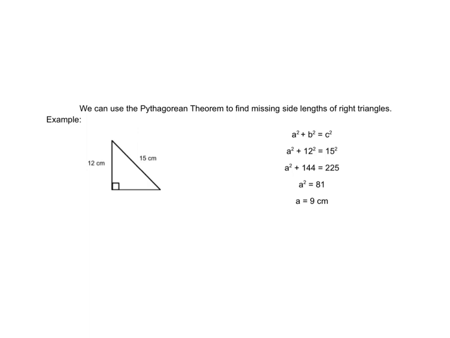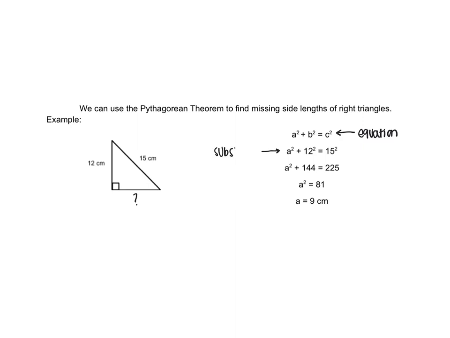We can use the Pythagorean theorem to find missing side lengths of right triangles. For example, we have this right triangle that we know two of the side lengths for. We know 12 centimeters and 15 centimeters, but we don't know this side length right here just yet, so we're going to solve for it. We're going to start by looking at our equation that we can use that relates to Pythagorean theorem.